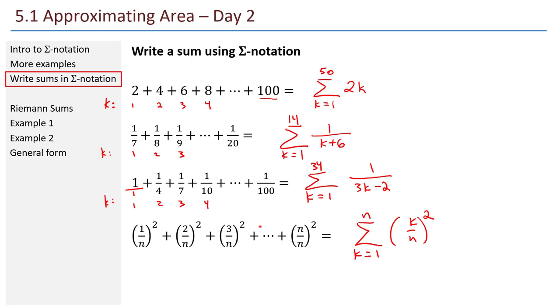Okay, so we've looked at summations. We've taken a summation and expanded it. We've taken an expanded form and condensed it into sigma notation. Let's do a couple Riemann sum examples, and our goal is to put the answer into sigma notation at the end.